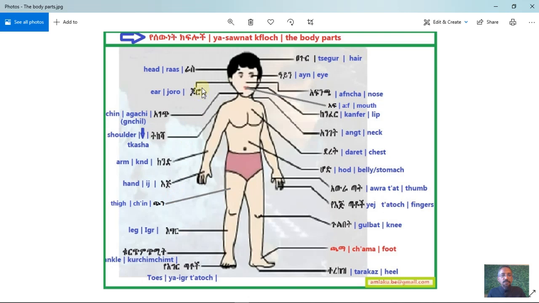You and I, it will be on the left, but for the boy in the picture, it will be the right hand side. So the first one is head, ras. Ear, joro. Chin, agech. So agech, it's not agechi.